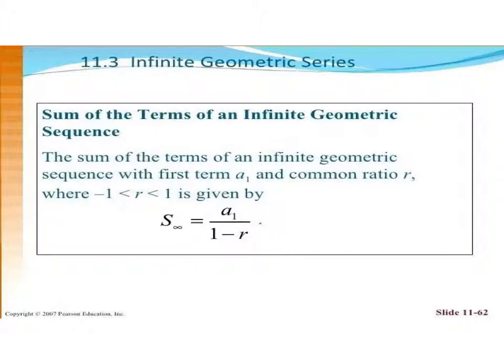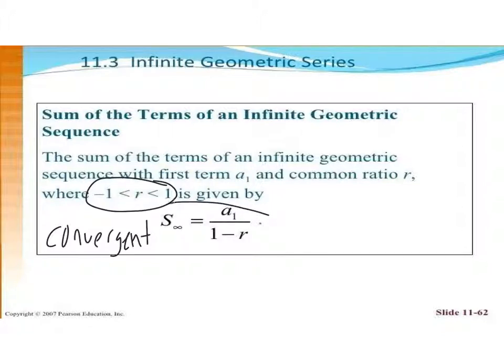The last thing we're going to talk about is finding the sum of the terms of an infinite geometric sequence with the first term a sub 1 and a common ratio of r, where r is between -1 and 1. Remember, we need to have a convergent series in order to do this, because r is between -1 and 1, so it has to be convergent in order to find the sum. When we do have a convergent series, we can use this formula here. We take our first term, a1, and we divide it by the difference between 1 and r.